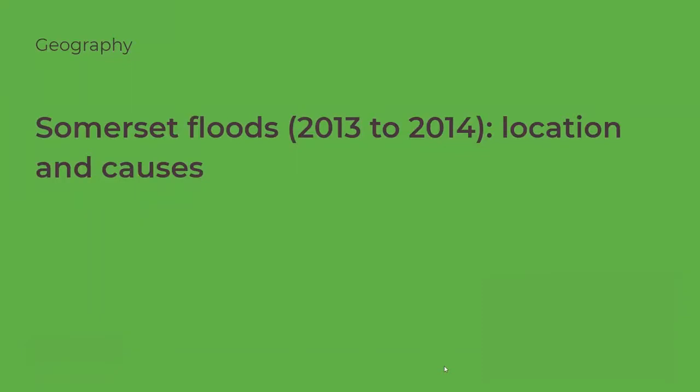This lesson focuses on an extreme weather event that took place in the UK during the winter of 2013 to 2014. This event led to the flooding of a significant area in Somerset. This lesson will focus on the location and the causes of the flooding. The causes of the flooding were linked to the extreme weather event, but also to human activity. As mentioned, this lesson focuses on an extreme weather event in the UK, but also its consequences.